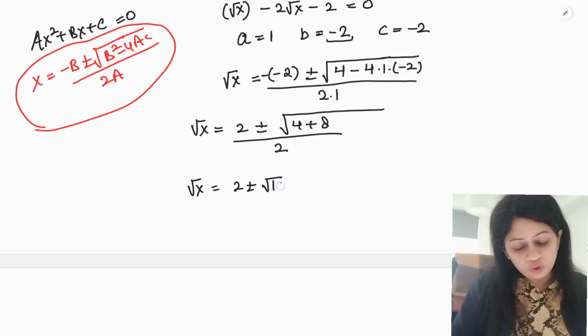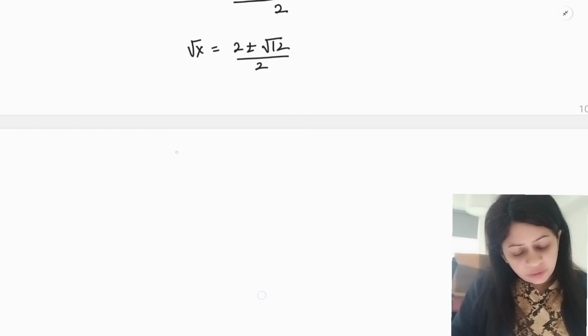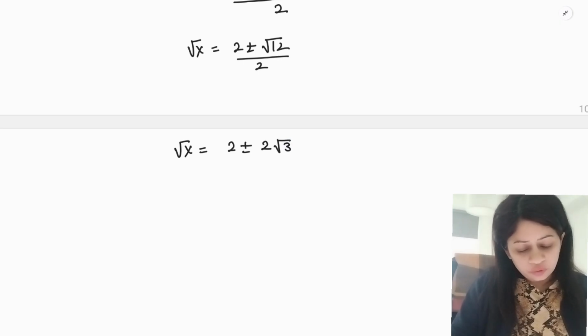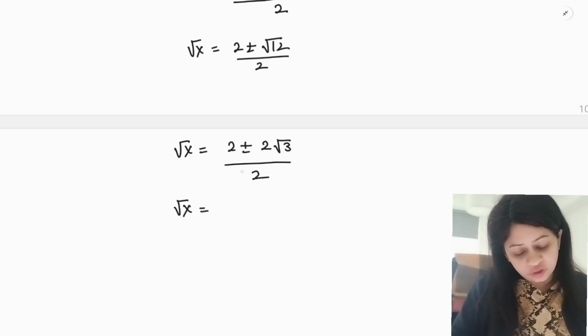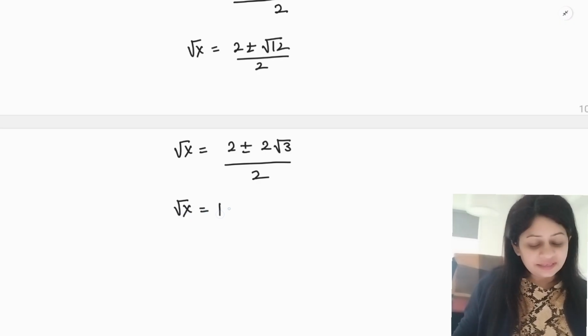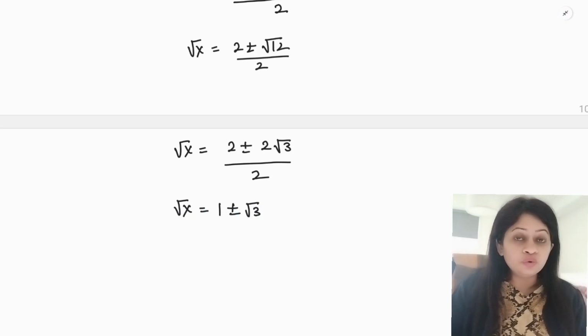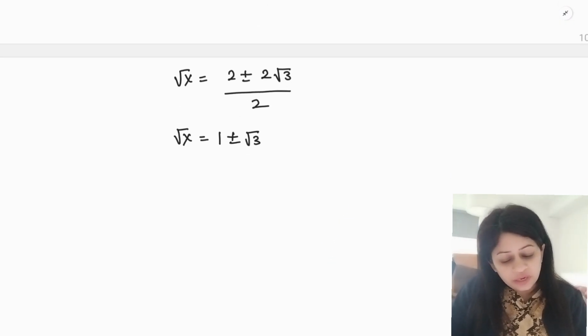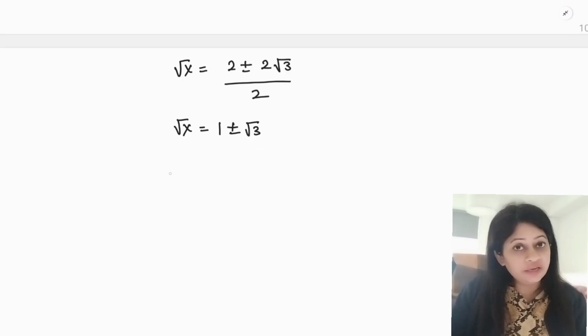Now what is under root 12? Under root 12 is equal to 2 under root 3. So root x is equal to 2 plus minus 2 under root 3, by 2. The 2 will be cancelled out and we will be left with 1 plus minus root 3. And since x is greater than 0 and 1 minus root 3 will give us a negative term, right? So what can we do? We can take only root x is equal to 1 plus root 3, right?